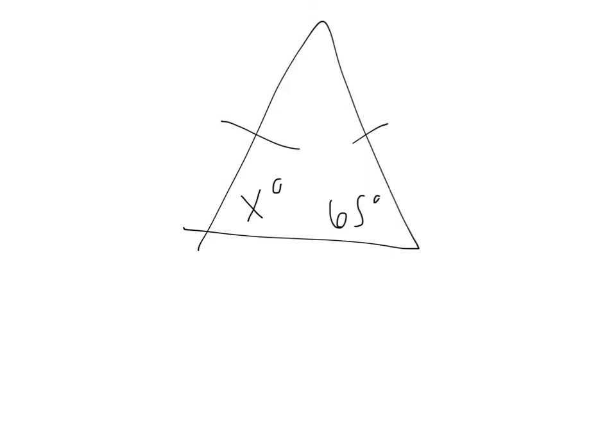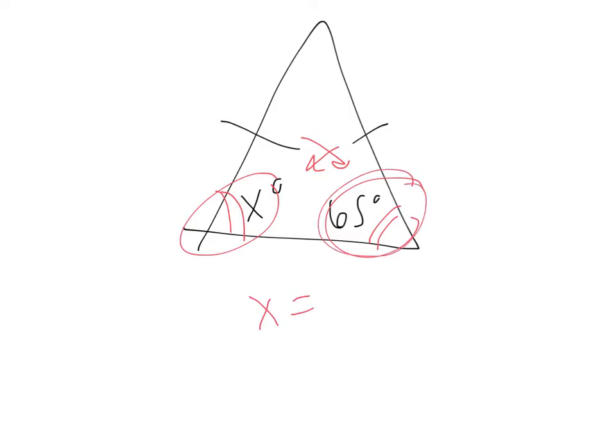Alright, so we know in an isosceles triangle that these two sides are congruent, so it means the angles across from them are going to be congruent. So these are congruent. Therefore, since these two angles are congruent to each other, x is going to be the same as this angle, so 65.